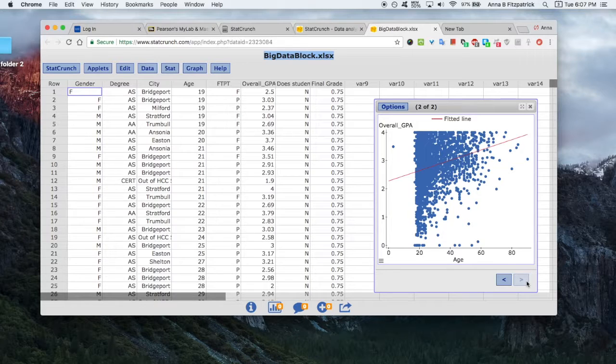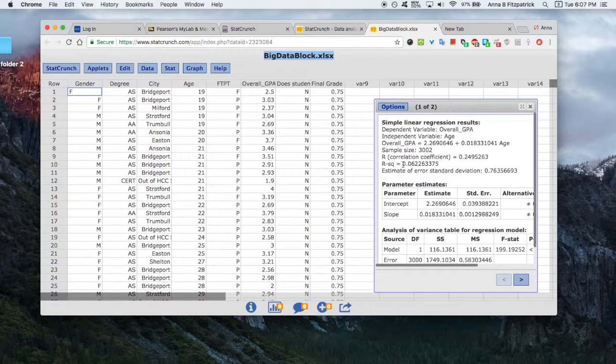I am now going to show you how I found the correlation coefficient. It is right here listed in our stats. It's 0.2495263, and I would say this indicates that the relationship between age and GPA is mildly correlated. 0.24 is not a strong correlation, but it is slightly positive.